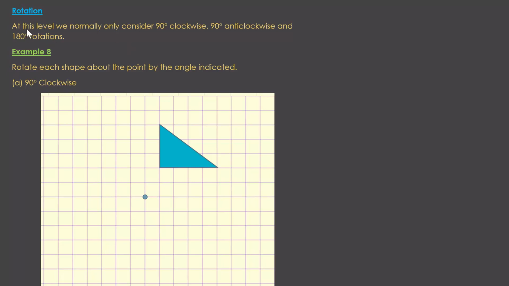Rotation. At this level, we normally only consider 90 degrees clockwise, 90 degrees anti-clockwise, and 180 degree rotations. Remember, if you're just told 90 degrees, that means 90 degrees anti-clockwise, because a positive rotation in mathematics is anti-clockwise.